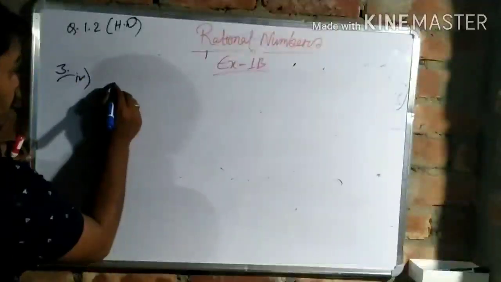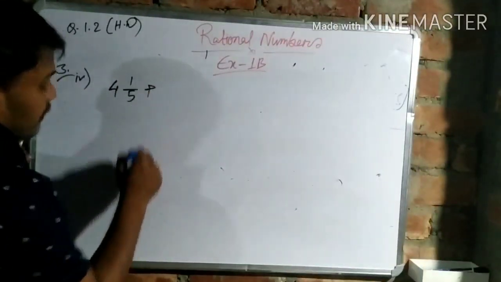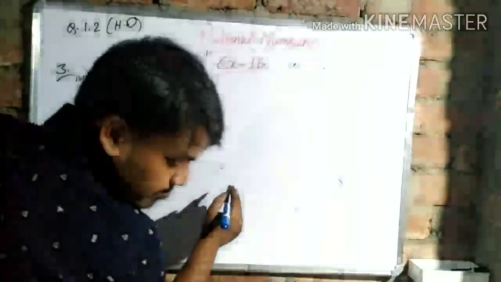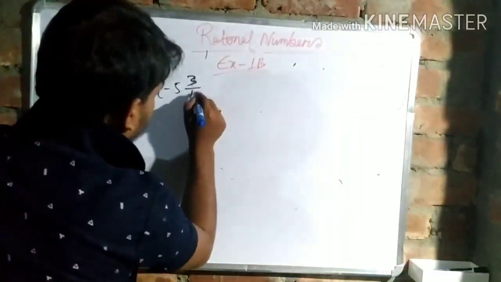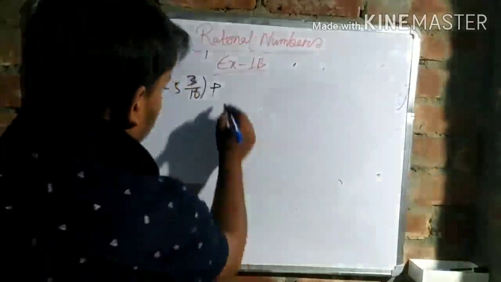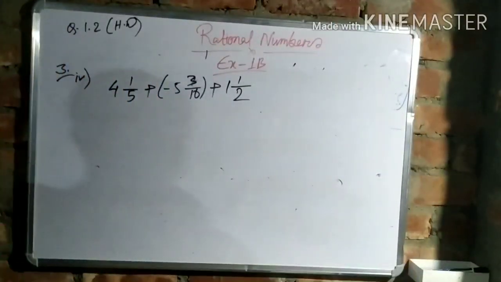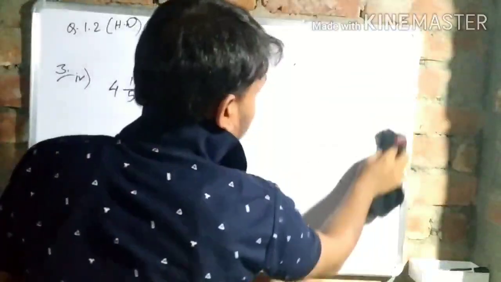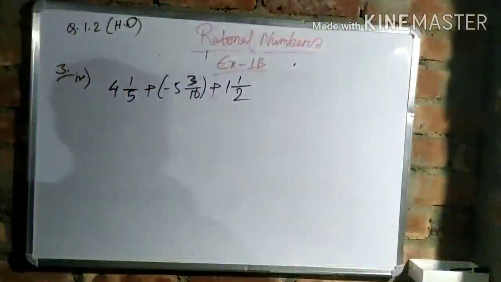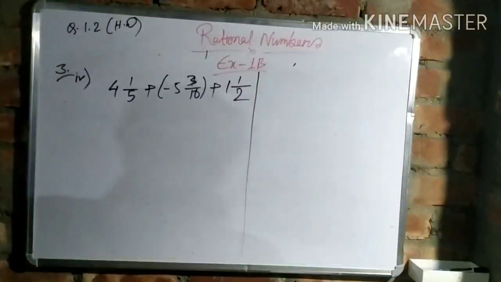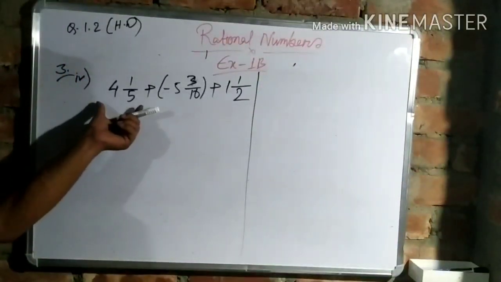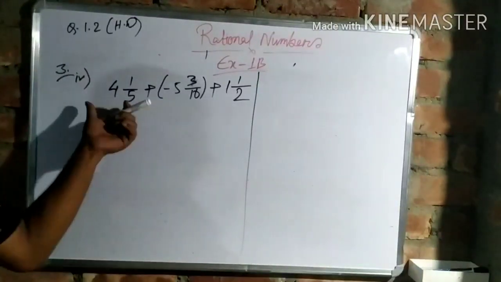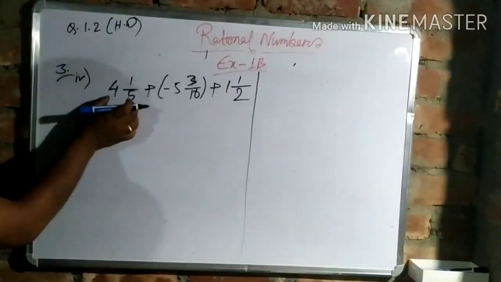So what is the question? Simplify 4 whole 1 by 5 plus minus 5 whole 3 by 10 plus 1 whole 1 by 2. Okay. In fractions we already solved this kind of problem. We can solve this by 2 methods. The first method is to convert the mixed fraction into an improper fraction, and in the other method we expand this value.